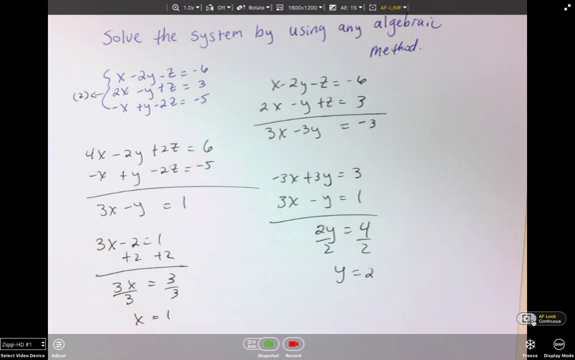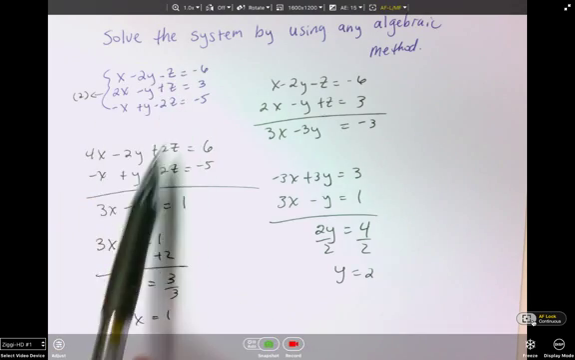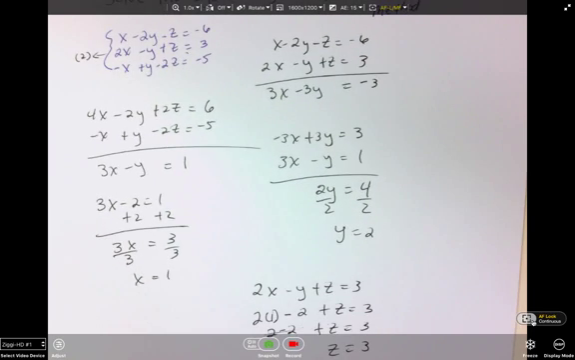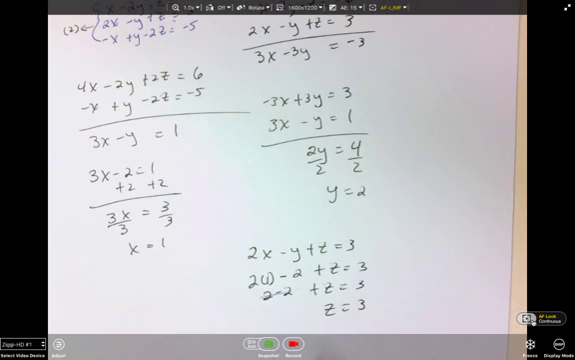So now I have x and I have y. I need to solve for z. So when I look up here, I can choose any of the equations, and I think I'm going to choose this one because it has a positive z in it. So I'm going to take my 2x minus y plus z is equal to 3. For the x value, I have 2 times 1 minus my y value of 2 plus z is equal to 3. So this is 2 minus 2 plus z is equal to 3. Well, 2 minus 2, those are just going to cancel. So I end up with z equal to 3. Whoops. So I now have 1, 2, and 3.